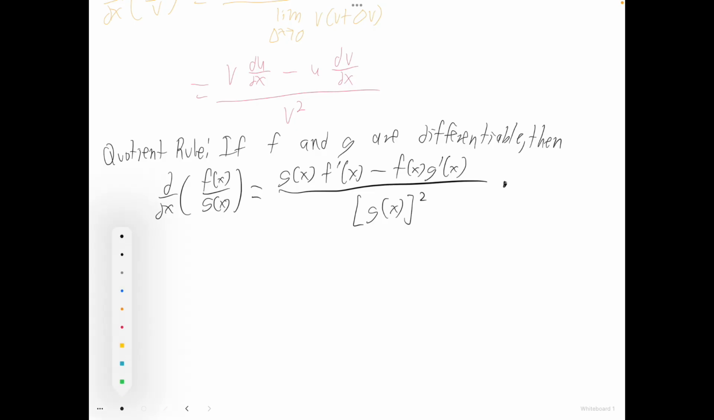One thing that can help, though, is that the numerator looks a lot like the product rule. So the product rule was the derivative of f of x times g of x is equal to f prime of x times g of x plus f of x times g prime of x. And so notice the only difference here is that we changed the plus to a minus. And so if you write the product rule in this order, then the quotient rule is the same thing. You just change the plus to a minus and divide by g of x squared, by the bottom squared.